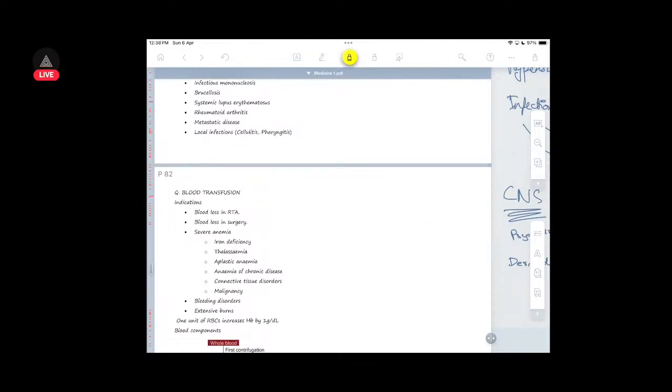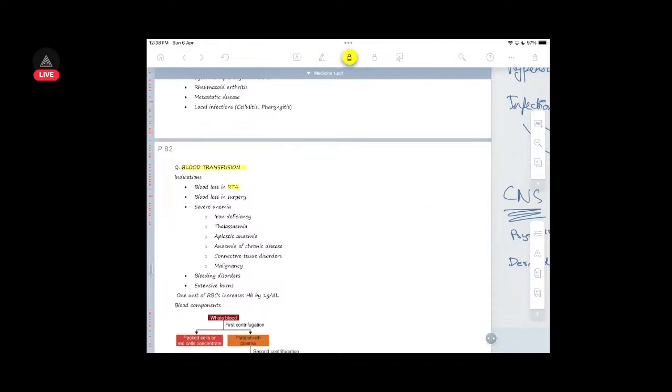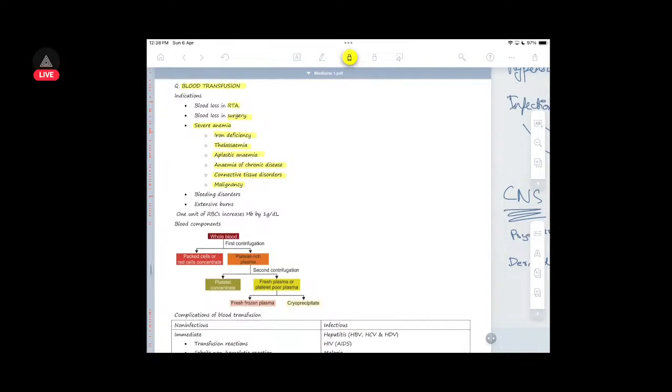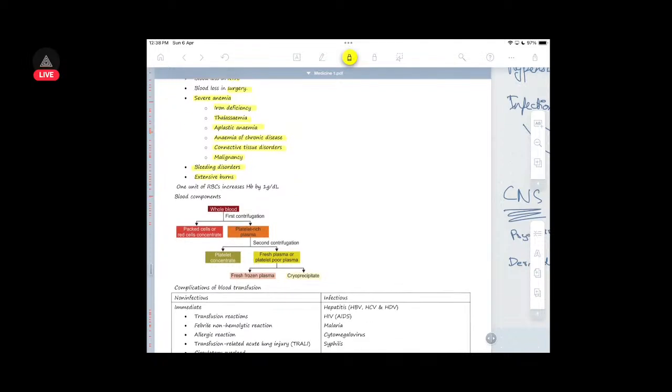Okay, so next we move on to blood transfusion, indicated in blood loss in RTA, blood loss in surgery, severe anemia, iron deficiency, thalassemia, aplastic anemia, anemia of chronic illness, connective tissue disorders, and malignancy. You can have bleeding disorders, you can have extensive burns. One unit of RBCs improves hemoglobin by 1 gram per deciliter.